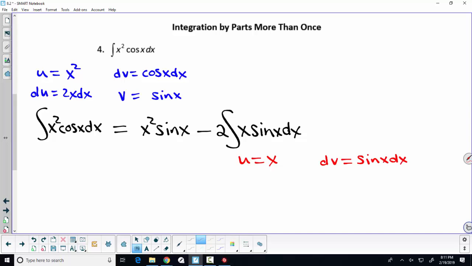All right, so in the new integral, u is x, dv is sine x dx. Derivative of u, excuse me, is dx. Antiderivative of dv, v, is minus cosine.